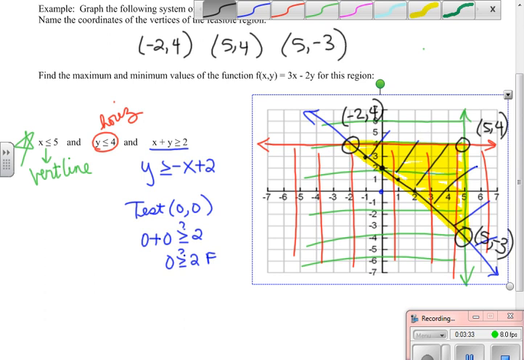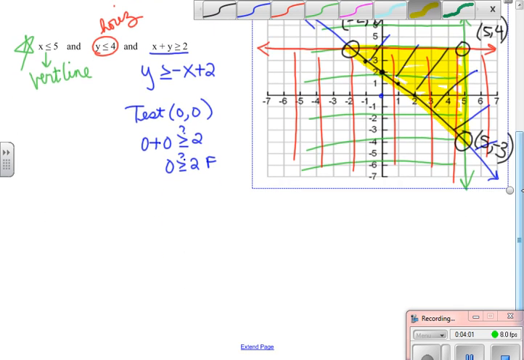Now, to find the maximum and minimum values of this function, we are going to test these three values because those are key points, because they kind of mark the ends and the tops and the bottoms. So we're going to put all three of those points into that function and see where our values are the greatest and the least.